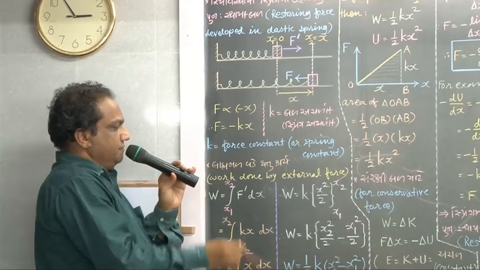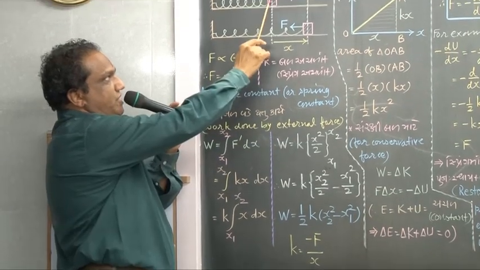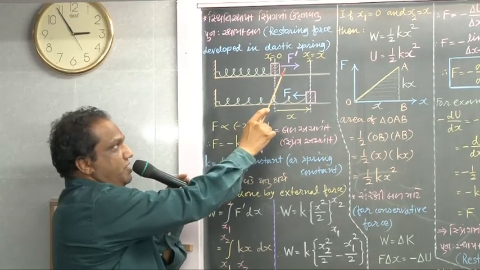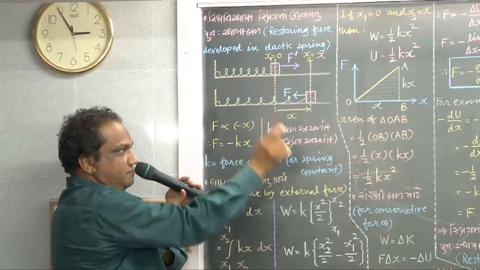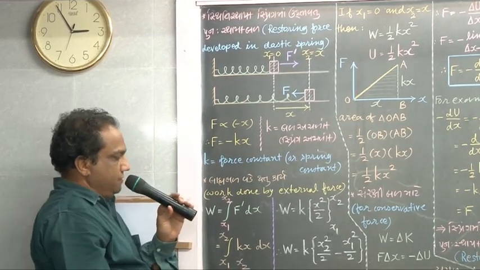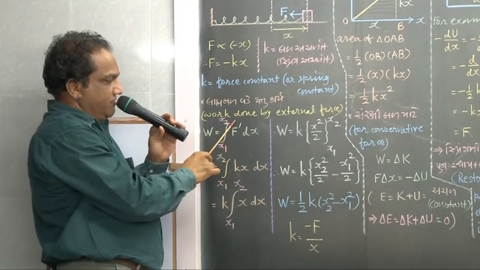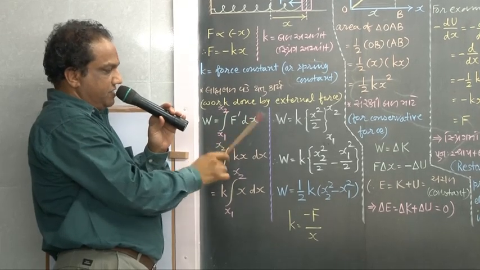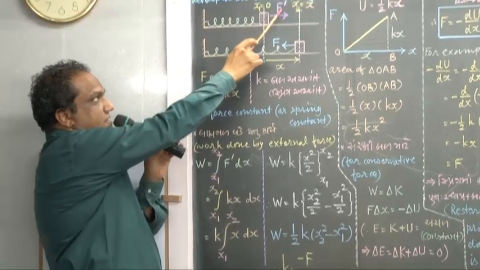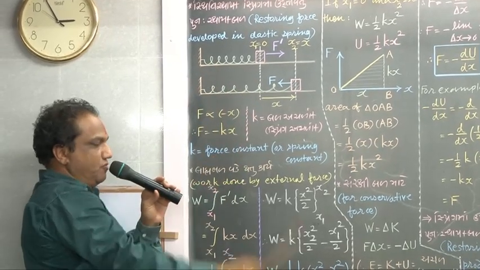Now let us find out the work done by an external force. Suppose we exert an external force on this block towards the right and we displace it from this initial position to this final position. How much work is done by the external force? You know the work done by a variable force in one dimension is given by the integral of F dx from x1 to x2. Instead of F, I am putting F dash. F is the symbol for restoring force, and F dash is the symbol I am taking for external force.